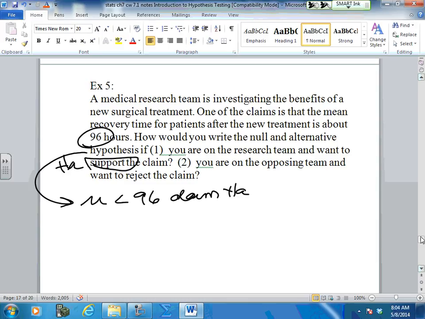Okay? If you are the opposing team, you don't like this medical research team. You wanted to be the first one to do this. You want to cut their project apart. And you want to reject their claim. How would you write their claim? Their claim is greater than or equal to 96. So now your claim is your HO, and you're actually using the reject words.